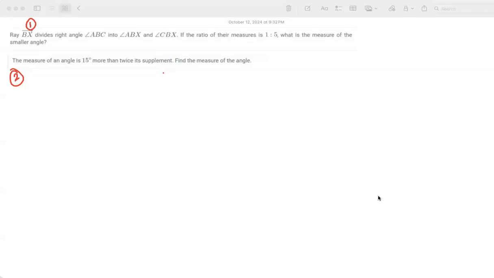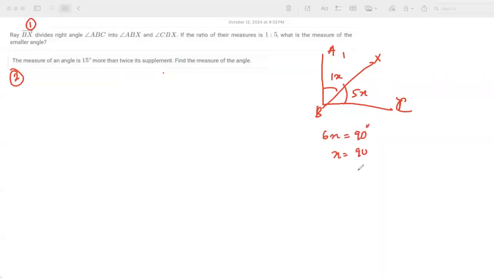Arman, that doesn't seem right to me. Swarit, that doesn't seem right to me. Guys, ray BX divides the right angle ABC. Please draw, guys. Ray BX divides that in the ratio 1x, 5x. 6x is 90 degrees. X will be equal to 90 by 6, which is 15. So the smaller angle is 1x, which is 15 degrees.